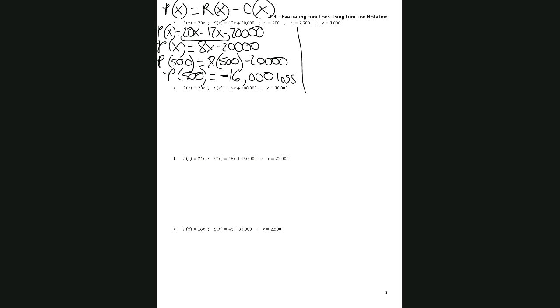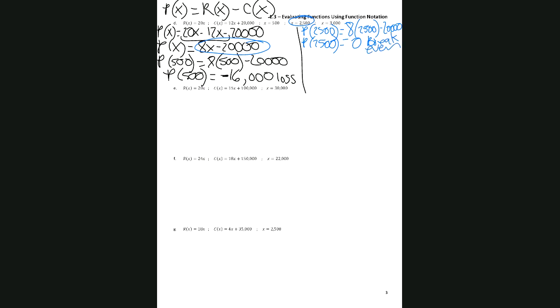Now for the next one, we will find the profit of 2,500 items. So this is going to be using this function here. It will be 8 times 2,500 minus 20,000. And so the profit for 2,500 items is going to come up to be 0. Remember, that will be the break-even point.